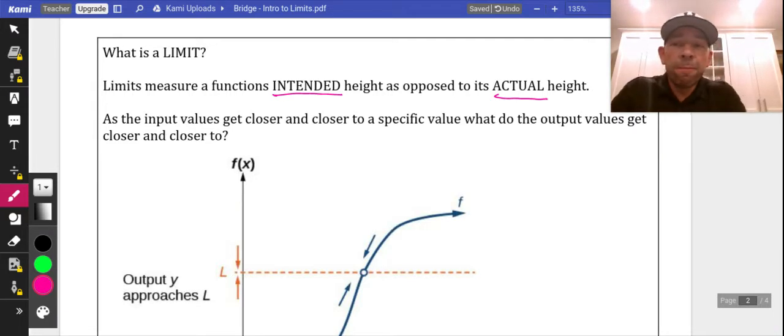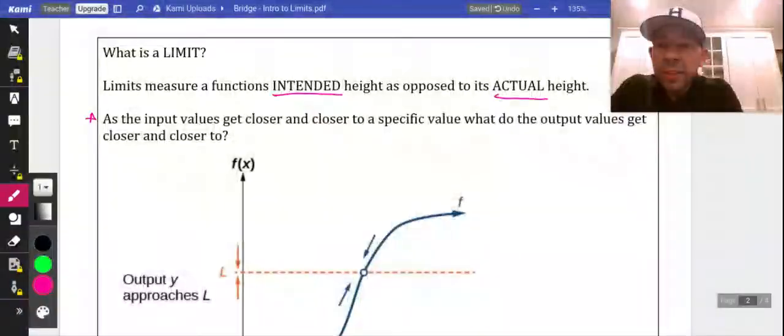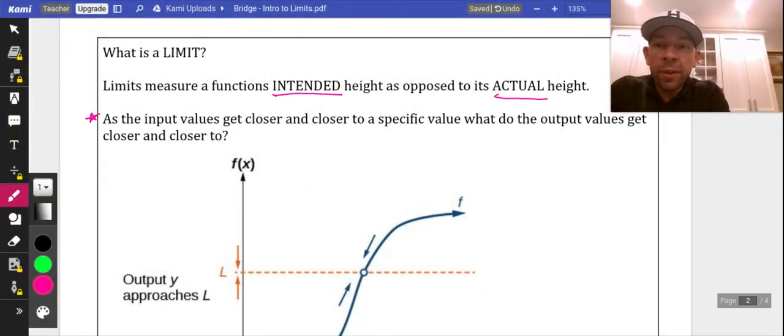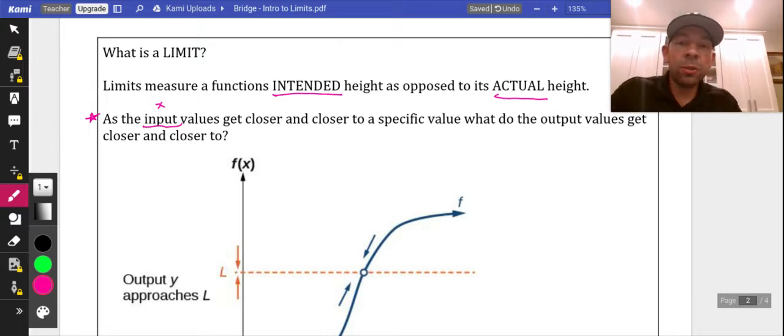Okay. And a more formal way of wording this is we could say, as the input, and whenever I say input, think of the X values, as they get closer and closer to a specific value, what do the output values get closer and closer to? So the output values are like your Y values. And when you look at a graph, these are the heights of your function.